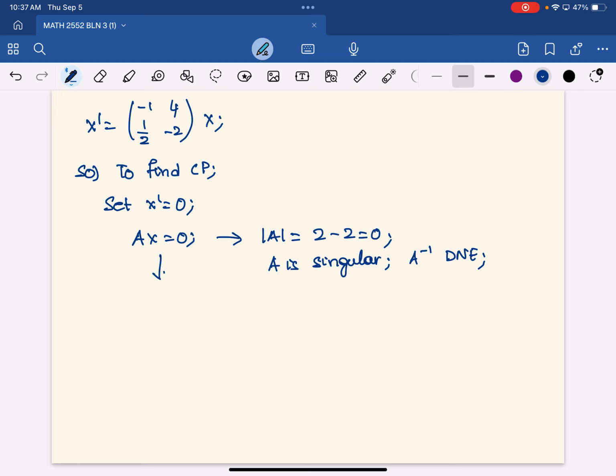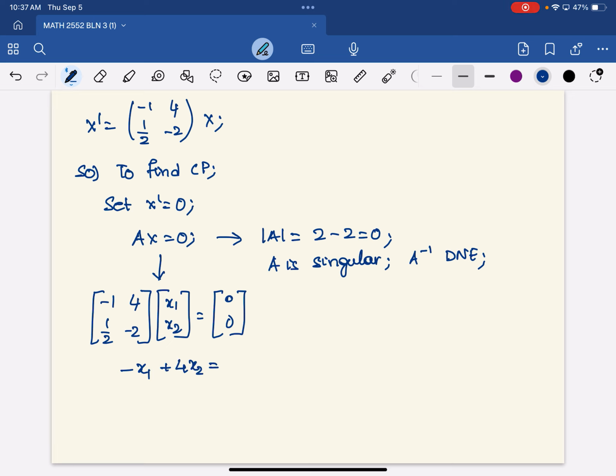So if A inverse does not exist, how do I find my critical point? I'm going to write Ax equals 0 as the matrix (-1, 4; 1/2, -2) times (x1, x2). Remember, x1 and x2 are components here, not really solutions. Equals (0, 0). So you're going to perform elementary row operations, obtain row echelon form, and there would be a free variable, and that would lead you to negative x1 plus 4 x2 is 0. So obviously x2 is going to be 1/4 of x1. Is that clear?